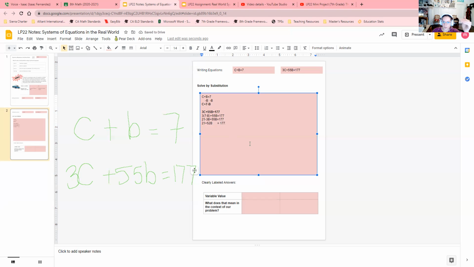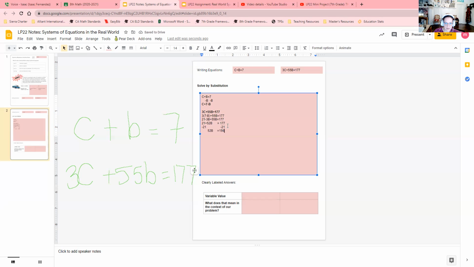Now notice I'm working neatly to keep my equal sign lined up. I recommend you do the same. It's a lot easier to keep track of your work. Now we got a 2-step equation. We're going to get rid of that 21. If you subtract 21 on both sides of that equal sign, it cancels out on the left side. I am just left with that 52B. On the right side, 177 minus 21 should be 156.